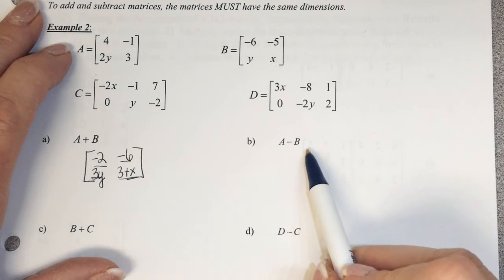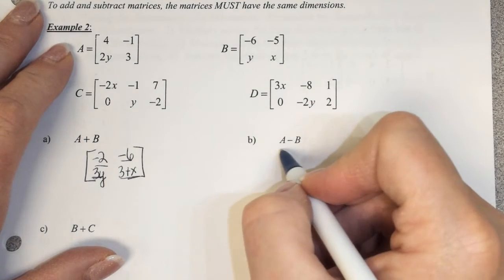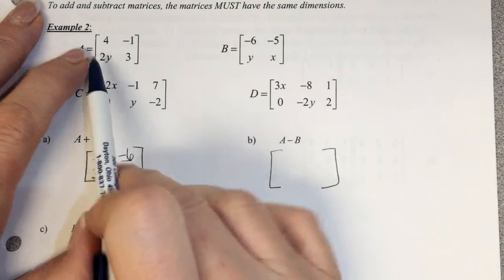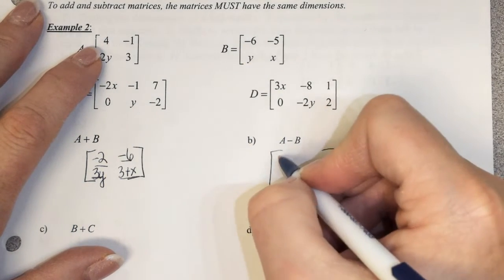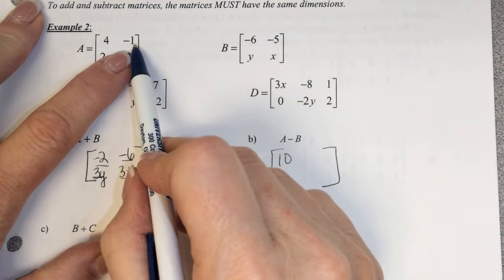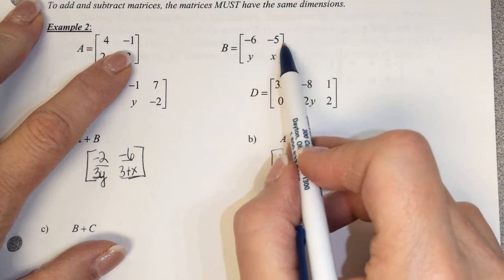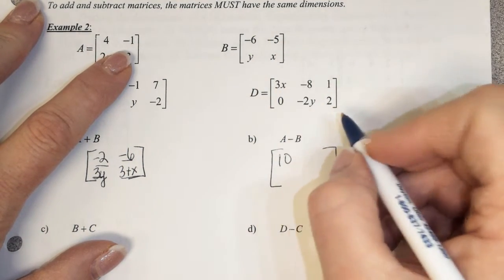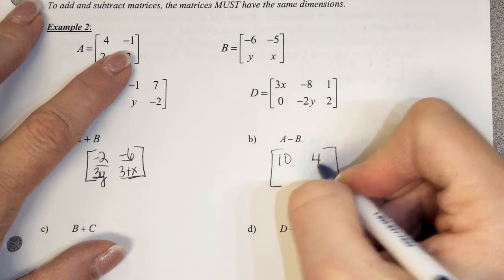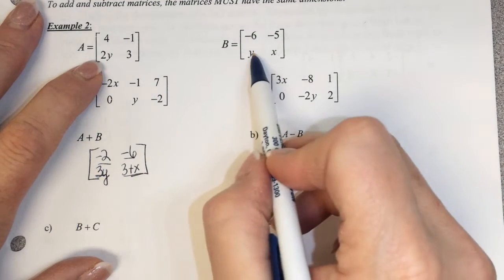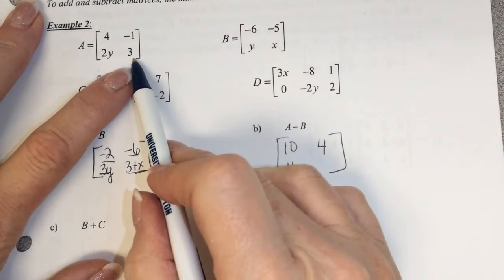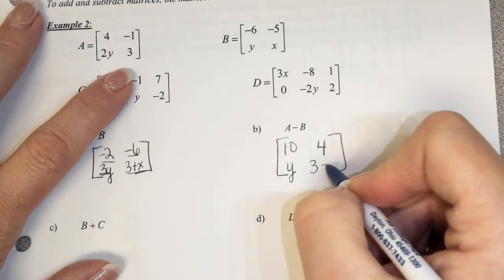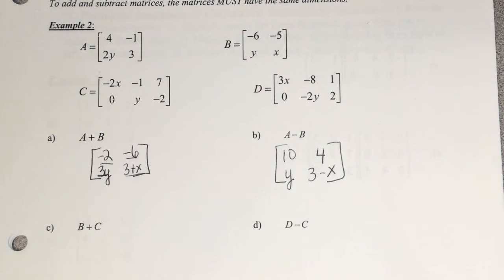All right, so now we're going to go ahead and subtract. And we just have to be careful that we do actually subtract. So if I have 4 minus -6, that's 10. -1 minus -5. Well, that's going to be -1 plus 5, which is going to be 4. 2y minus y. That's 1y. 3 minus x is just 3 minus x.